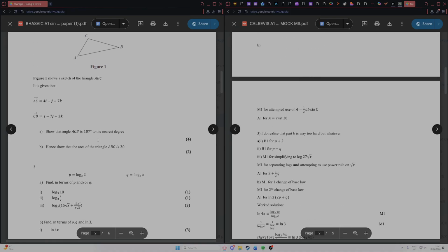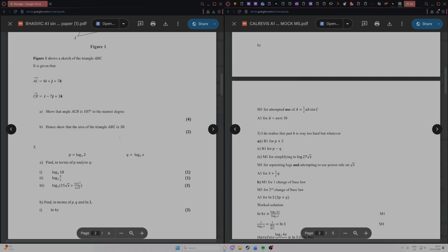For part B, this is just some GCSE trig. Another note for the paper: I've added a lot of show-that questions. So all of the part Bs and the part Cs you should be able to do without being able to do part A.